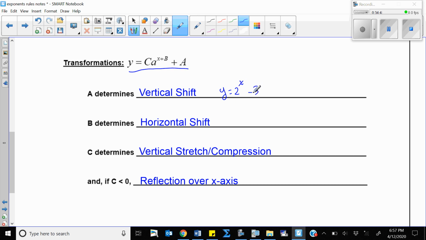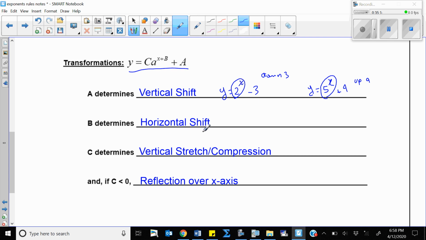Minus 3. That means it's moving down 3. If I have y equal to, let's say, 5 to the x plus 9, that means the graph of 5 to the x is moved up 9. This 5 to the x is the parent function, and it's going to be moved up 9. Here, 2 to the x is the parent function, and it's moved down 3.